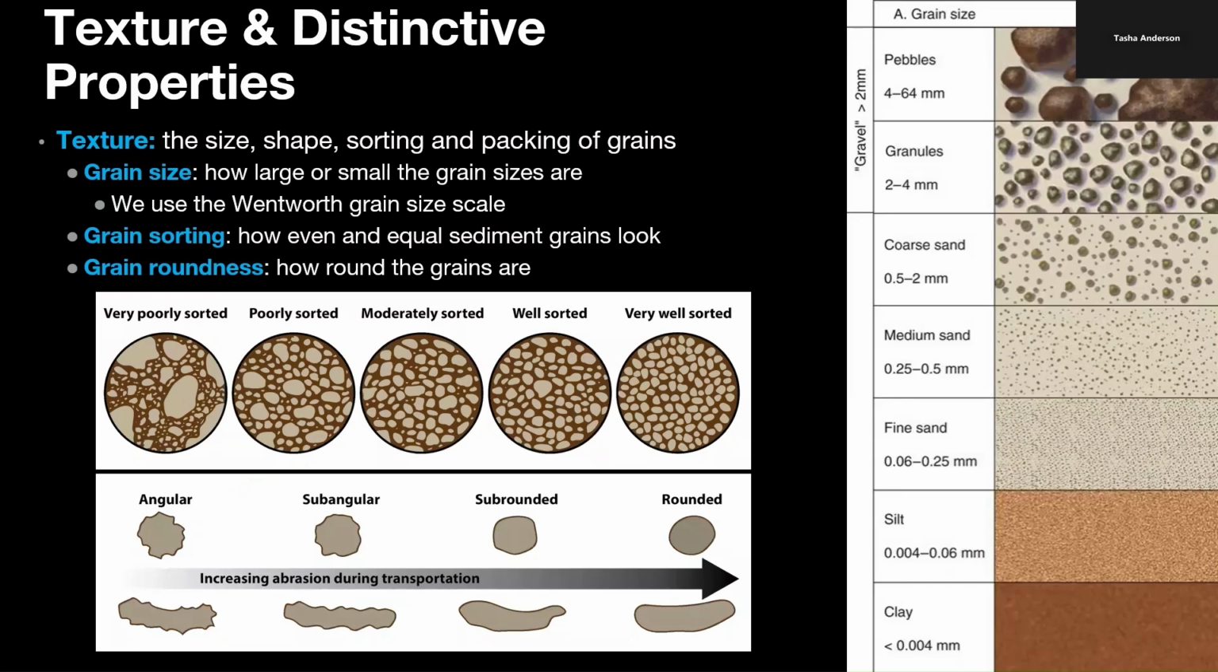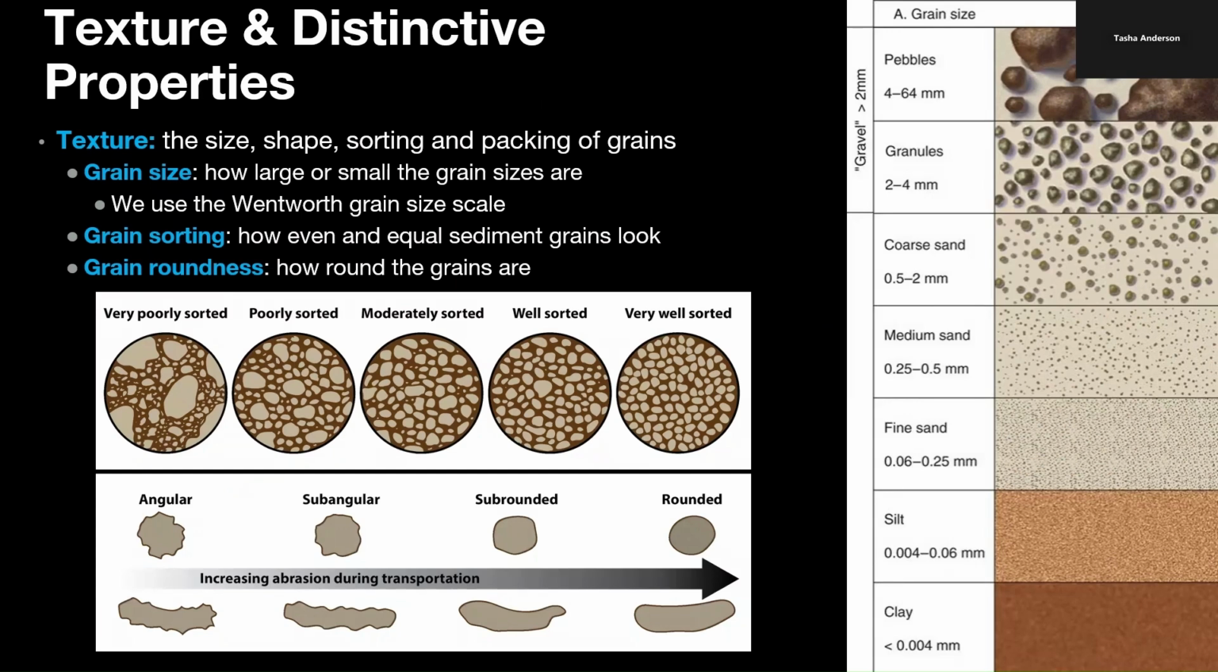Another way to identify sedimentary rocks is by looking at its texture. Texture includes grain size, sorting, and roundness. These characteristics help us understand how the sediments were transported and where they were ultimately deposited.